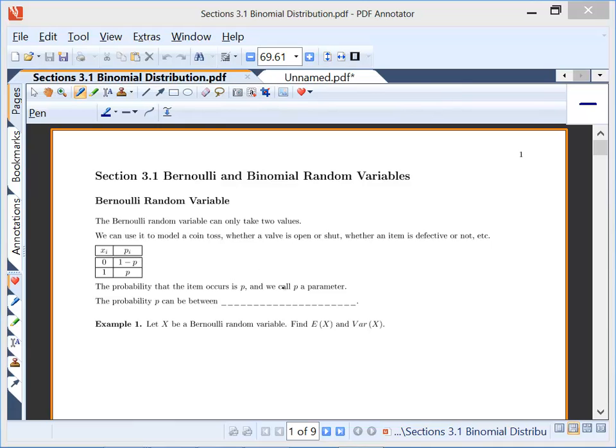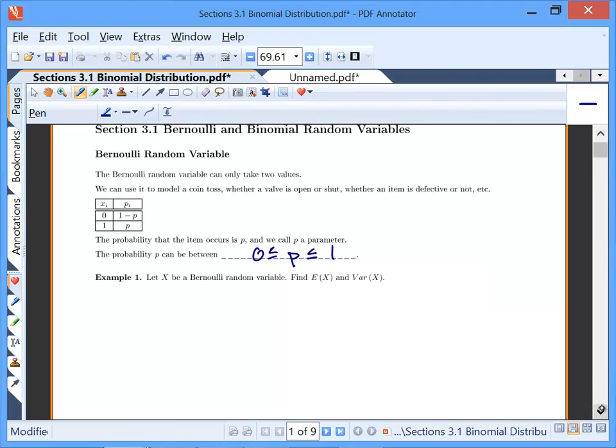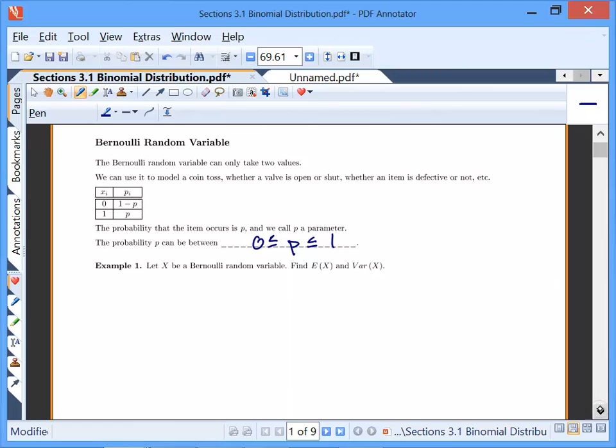So the probability that it occurs is p, and we call p a parameter. We haven't seen this word parameter before. It's just something that defines our distribution. The probability p can be between what two numbers? 0 and 1? So for our first example, we're going to let x be a Bernoulli random variable, and we're going to find the expected value of x and the variance of x.